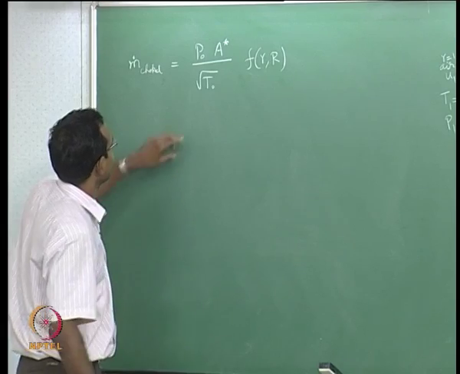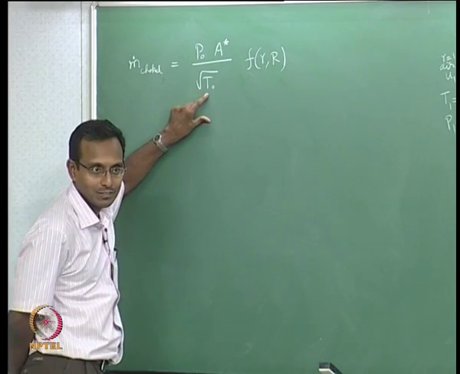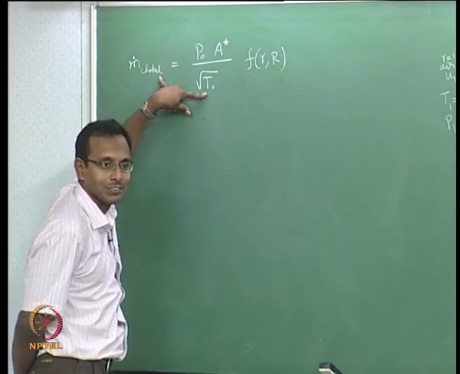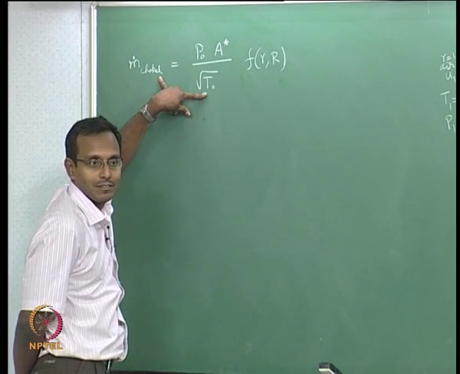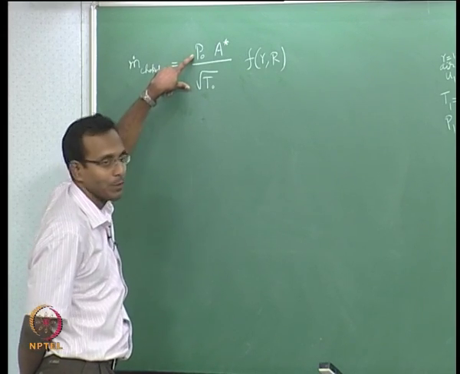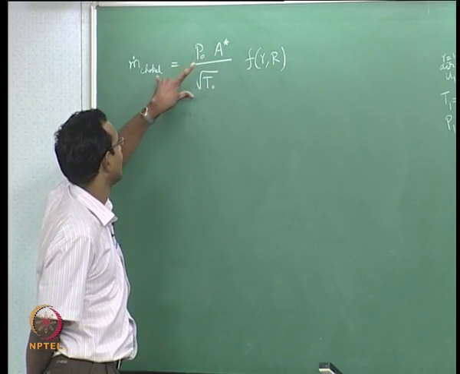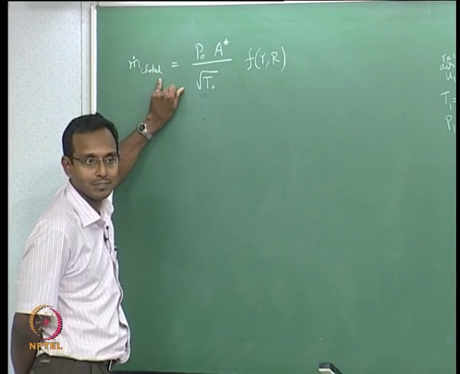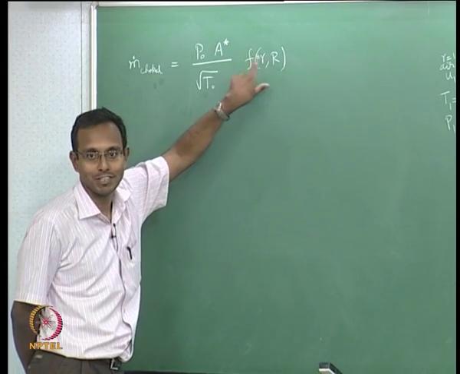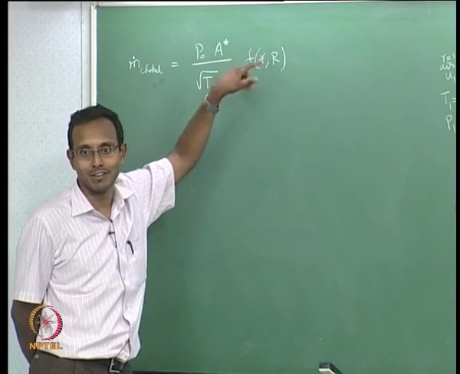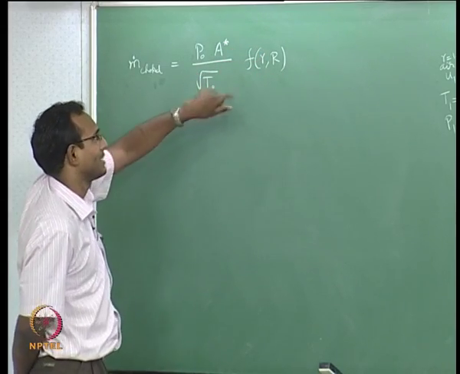Now I am going to say, if I increase my T naught, I find that my m dot decreases. Okay, if I decrease my P naught, my m dot decreases. If I decrease my A star, my m dot decreases. Okay, of course I am keeping the gas constant, if not I have to think about what is the effect of gamma inside here. We will not worry about that right now.